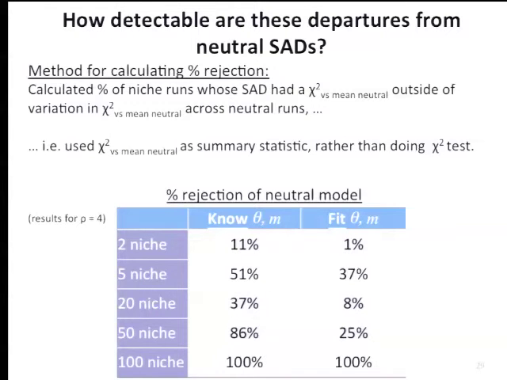So for knowing theta and m, we get clearly pretty surprising detection, actually, when you just have 5 niches: 50% detection. Interestingly, when you add more niches, at first the detection goes down, and then it goes up again to 100%. Even when we have to fit theta and m, the results are better than we expected. So 37% with 5 niches, but it clearly goes down quite low. But then with 100 niches, it's saying we would always find it. That's sort of surprising in a way. A lot of ecologists out there would say that there's a niche for every species, in which case this would suggest you would detect those differences.